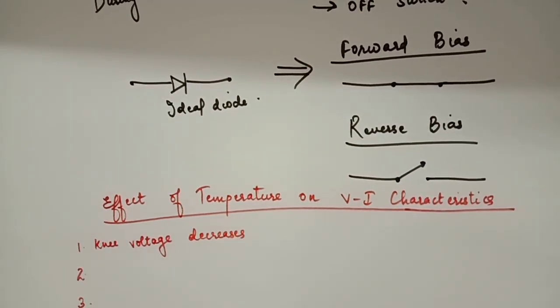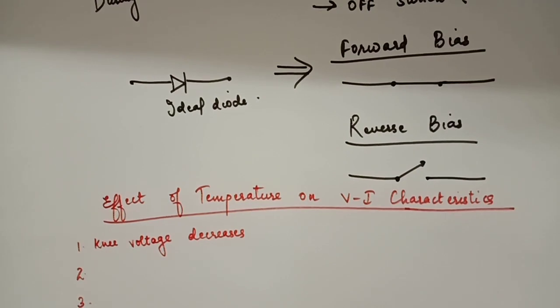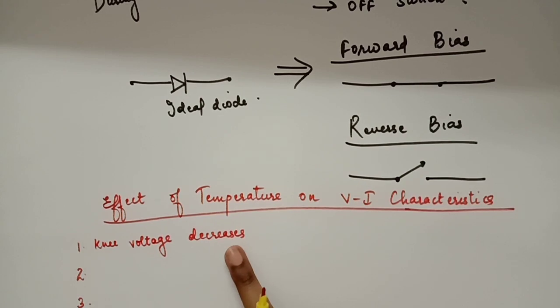I hope it must be clear to all that during forward characteristic, when we are going to increase the number of carriers, the depletion layer extension will decrease, because depletion layer means the deficiency of carriers. But when you are increasing the carriers, that means the depletion layer is going to decrease, and hence potential barrier will decrease. Therefore, knee voltage will decrease. So this is the first effect of temperature on the VI characteristics.